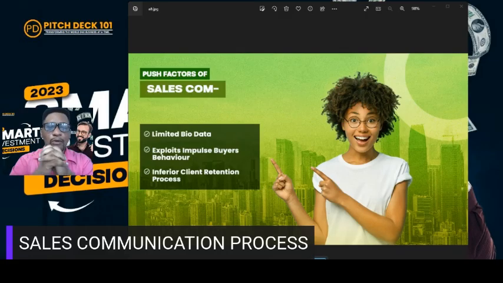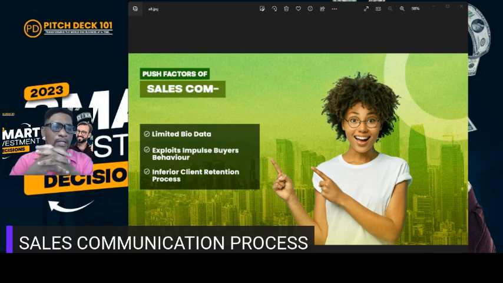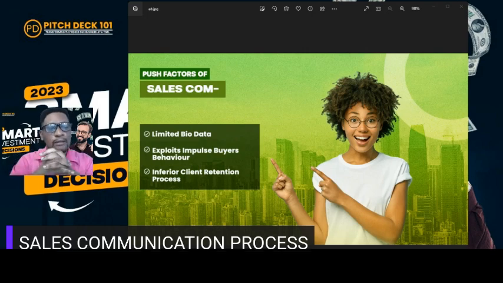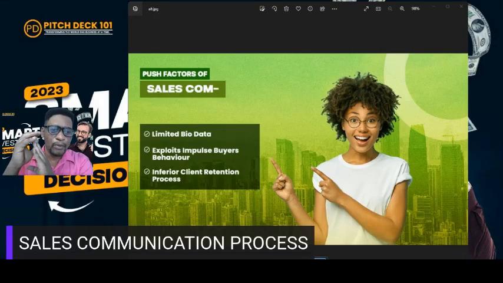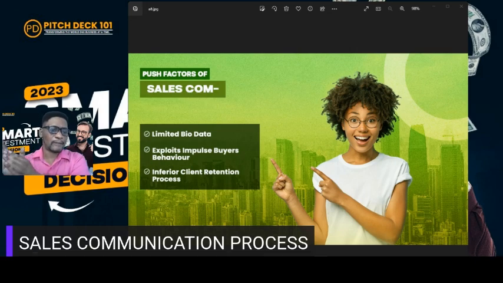And I'm working with a lot of business owners across the world. I'm even interfacing with those who have businesses in Silicon Valley. And I'm fully aware of the different strategies that they're using in terms of pulling in their audience. So I'm able to identify strengths and weaknesses. All right. So it is clear that the push factors of sales communication utilize limited, absolute biodata.